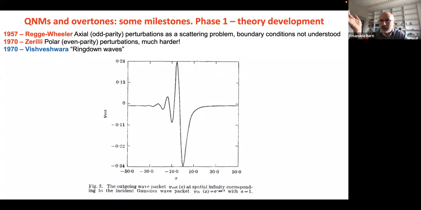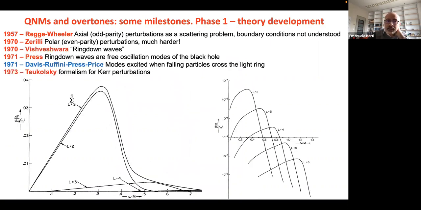This is very similar to a quantum scattering problem of a one-dimensional potential barrier. And what he observed was that at infinity, the waveform looks like a damped exponential. So he repeated the experiment using different forms for the Gaussian and so on, and this seemed to be a generic outcome. Later on, Press understood that in fact, what Vishu observed and called ringdown waves, because they are similar to the damped modes that you can hear when you strike a bell with a hammer, these ringdown waves are nothing but the free oscillation modes of the black hole defined by imposing suitable boundary conditions.